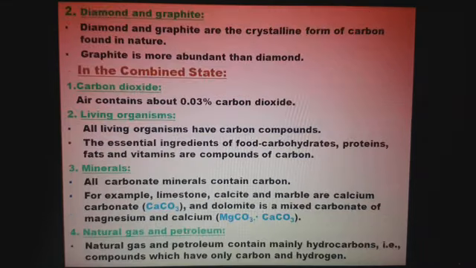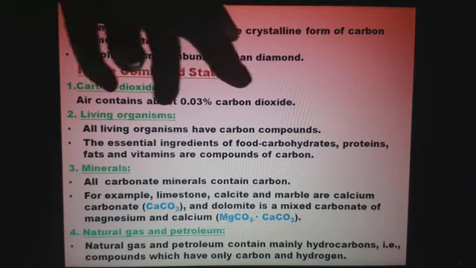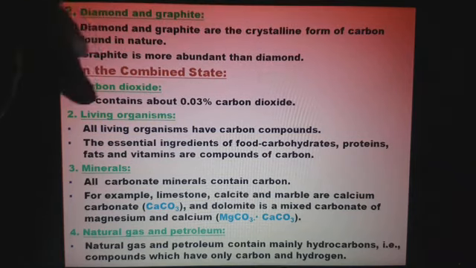Next, carbon is found in diamond and graphite in the free state. Diamond and graphite are the crystalline forms of carbon found in nature. So this is also one of the free states of carbon. Then graphite is more abundant than diamond.